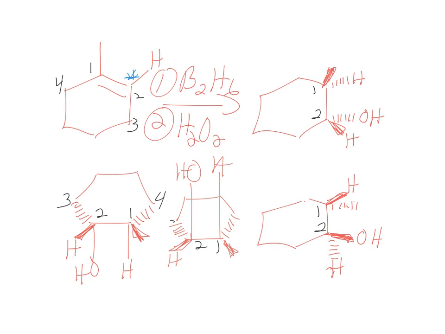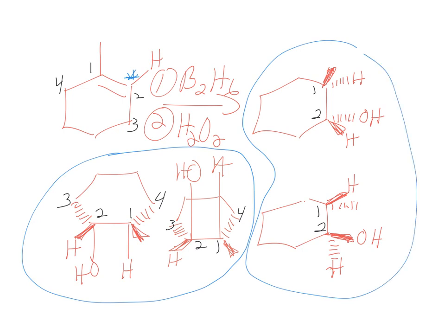one, 2, 3, 4. So these two are enantiomers to each other, and these two are enantiomers to each other, and this one and this one are exactly the same thing, just drawn different ways. If you do R and S for those, they'll be exactly the same thing, right? So you can draw things different ways and be exactly the same thing, because of the wedges and hatches.